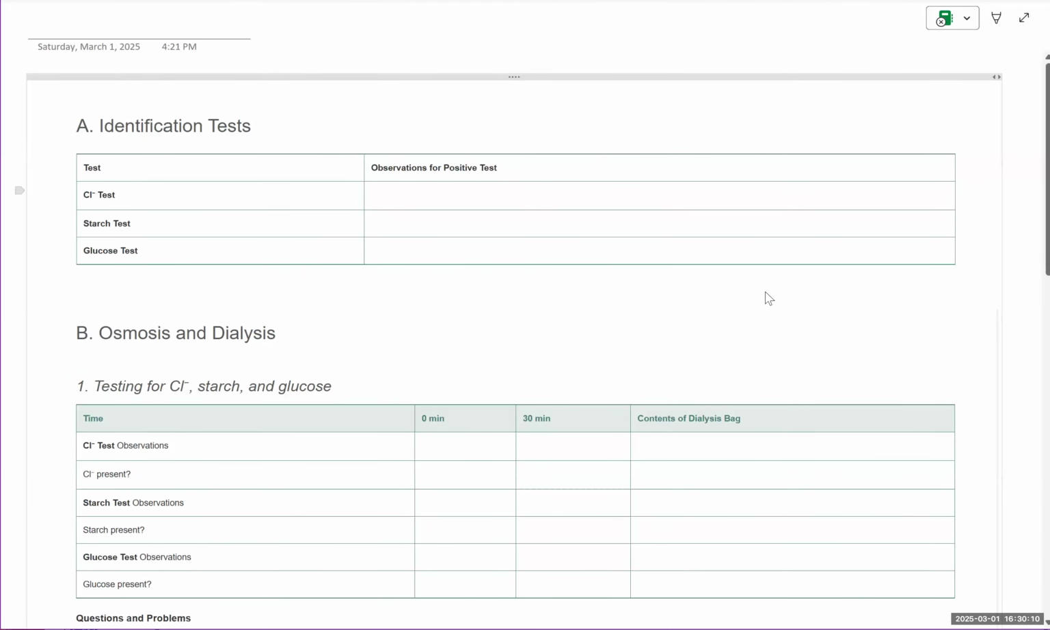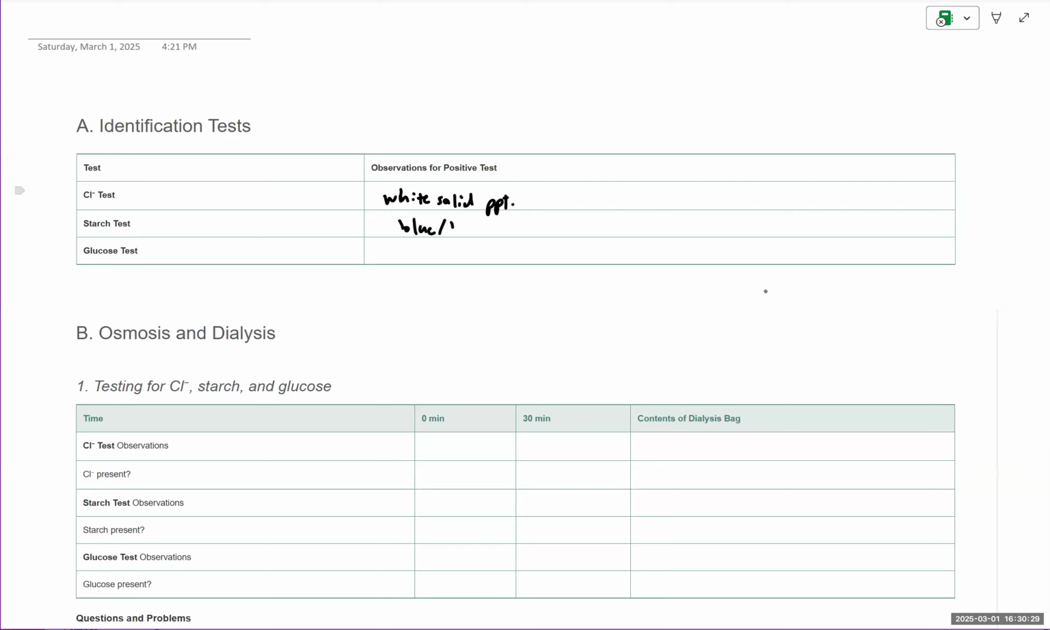Okay, so let's now fill in the identification test section. For the chloride test, we observe a white solid precipitate. For the starch test, we observe a blue-black color change. And for the glucose test, we observe a color change from blue to orange-brown upon heating.